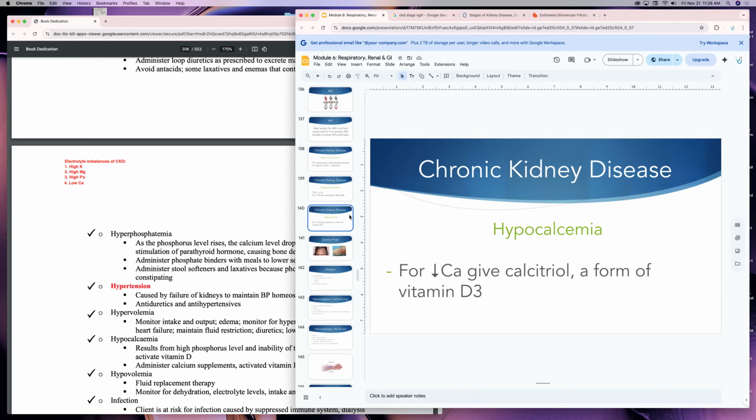What medication are we going to give them for the low calcium? Calcitriol. So you have to memorize it. There's no way around it.